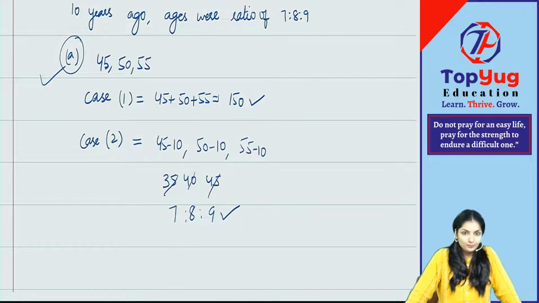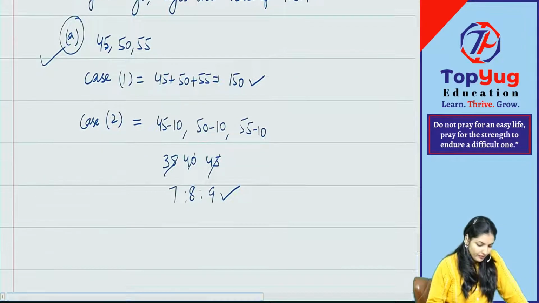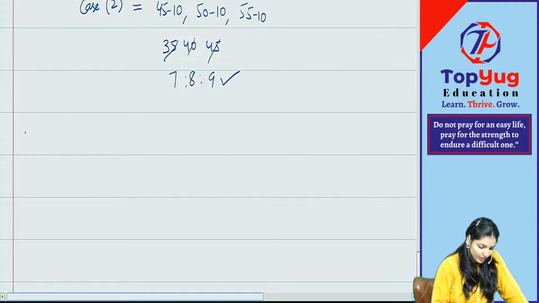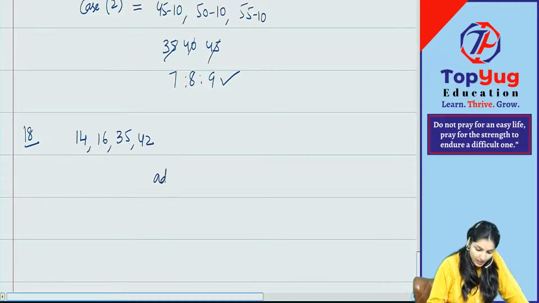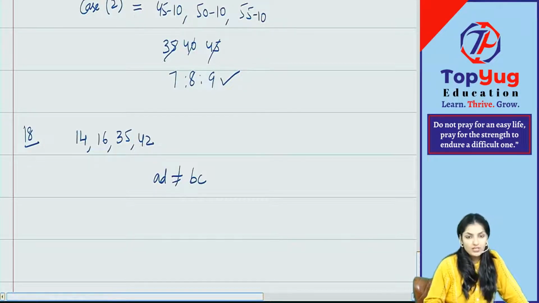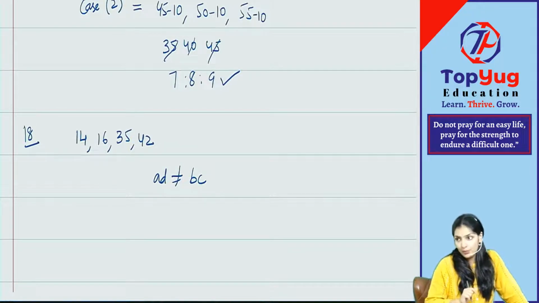Shall we proceed? 18th one, the numbers 14, 16, 35, 42 are not in proportion. When can you tell that the numbers are not in proportion, ma? When the ratios are not equal. That means AD is not equal to BC. If AD is not equal to BC, then only we can tell that they are not in proportion.